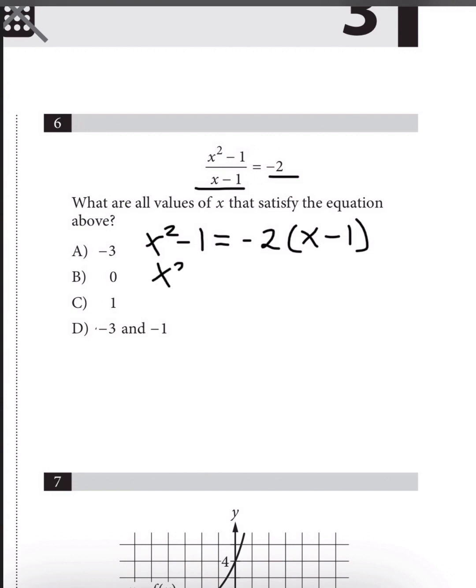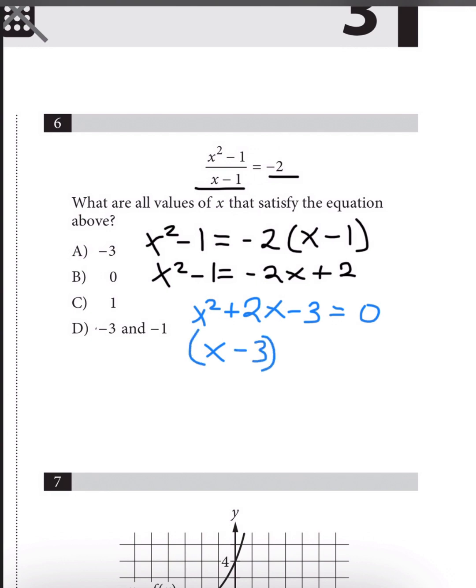Then x squared minus 1 equals minus 2x plus 2. Then we have x squared plus 2x minus 3 equals 0. Then we get x plus 3 and x minus 1 equals 0. Then we get x equals 1 and x equals negative 3.